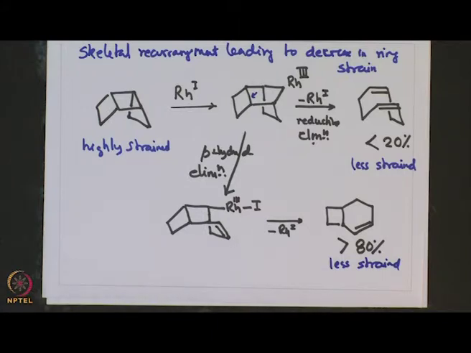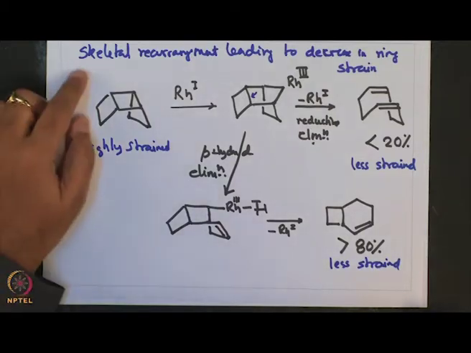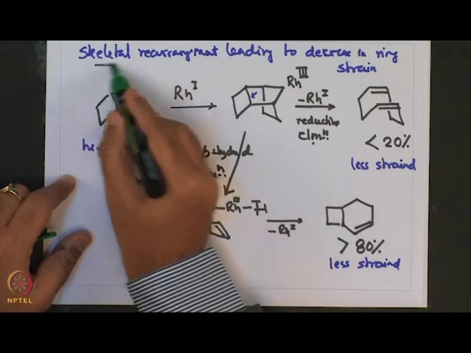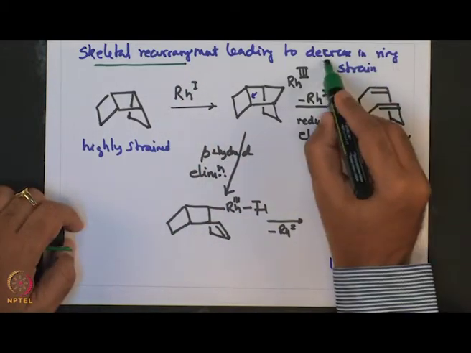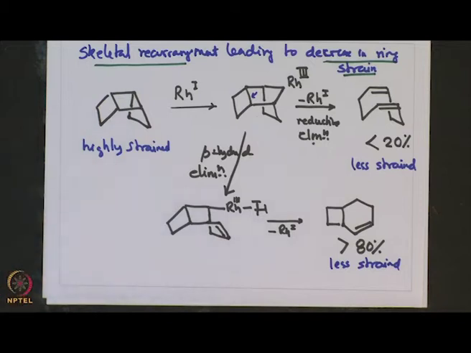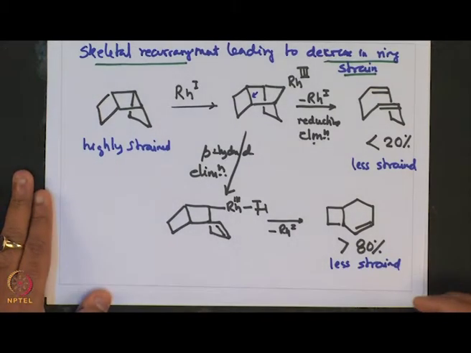Now, what is coming to the fore is that skeletal rearrangement leading to decrease in ring strain plays an important role in CC bond activation reactions. With this, let me summarize the discussion which we have had today about CC bond activation reactions. CC bond activation is more challenging than CH bond activation, despite the fact that CC bonds are weaker, about 40 kilocalories weaker than CH bonds or even the HH bonds.